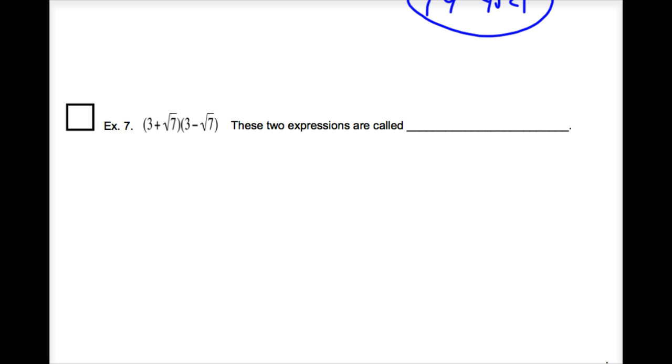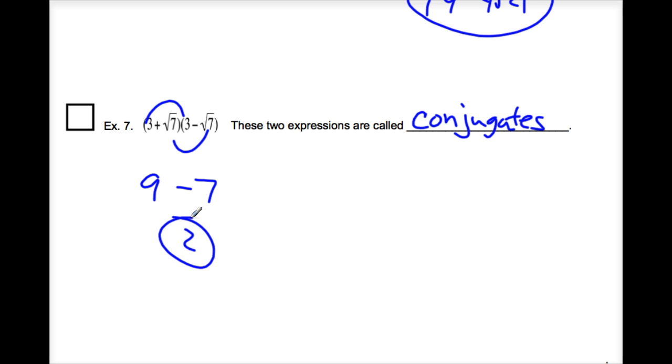Example 7. What are these expressions called when you have the same binomial except for the sign in the middle is different? So you're getting it down, they're called conjugates. When you multiply conjugates, what beautiful thing happens? Middles cancel out. 3 times 3 is 9. Square root 7 times square root 7 is 7. And it's minus. Get positive times a negative. So the answer to that one is 2.